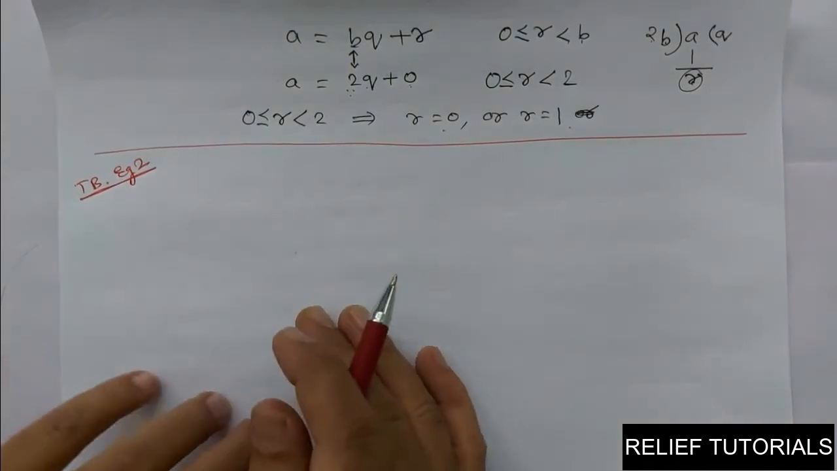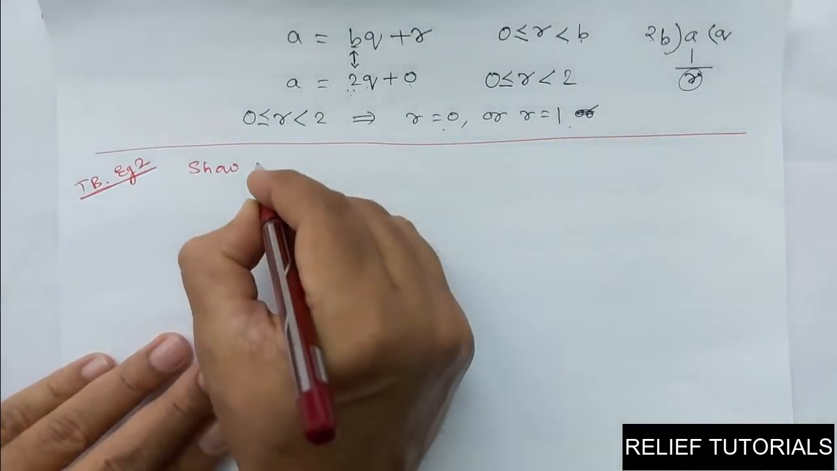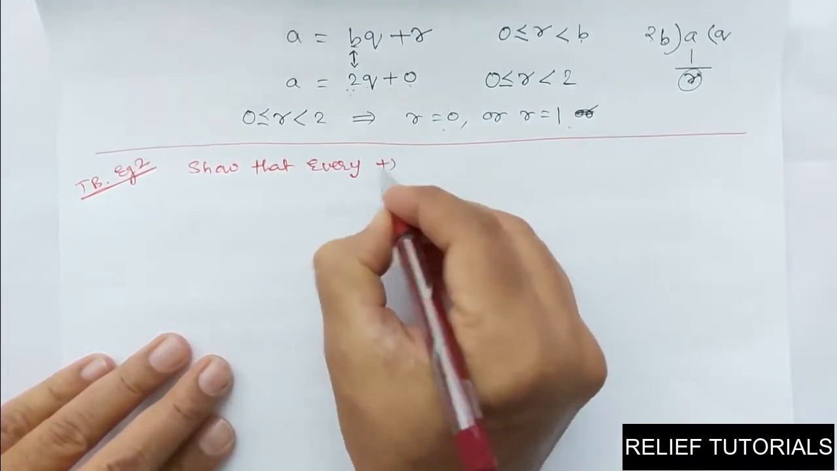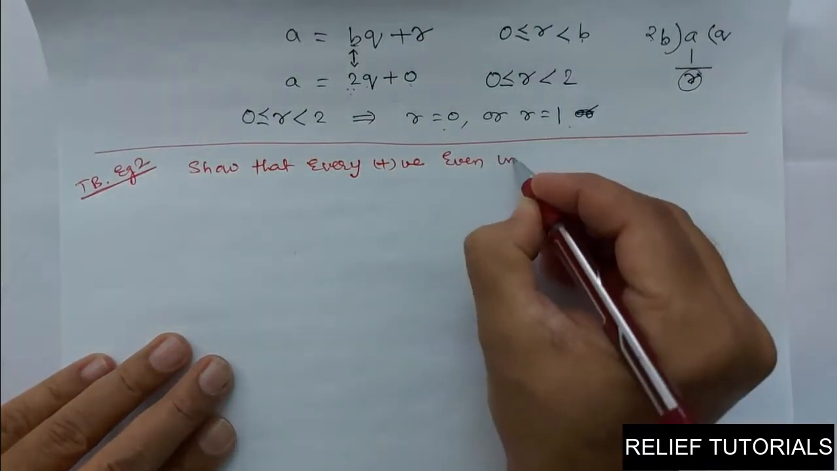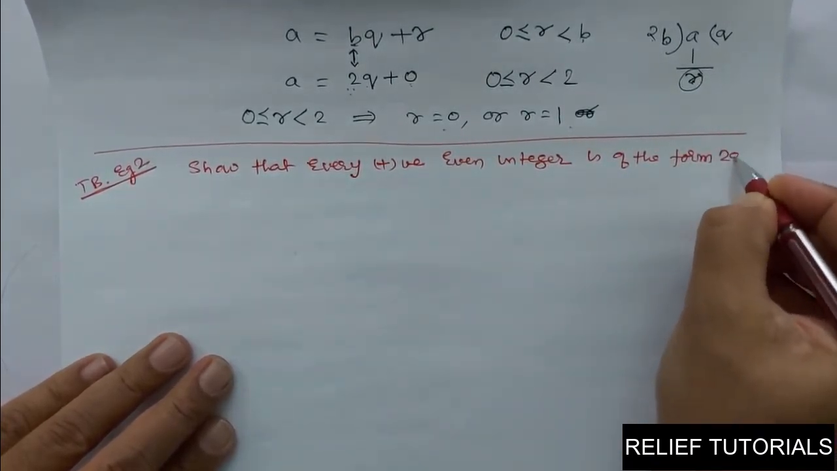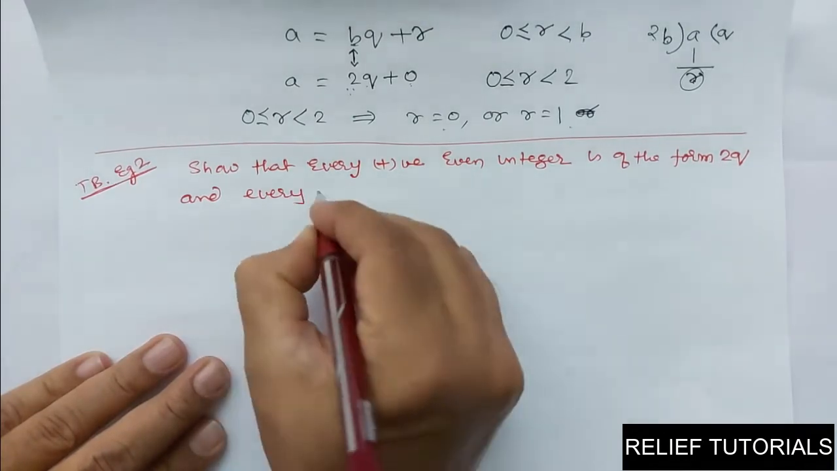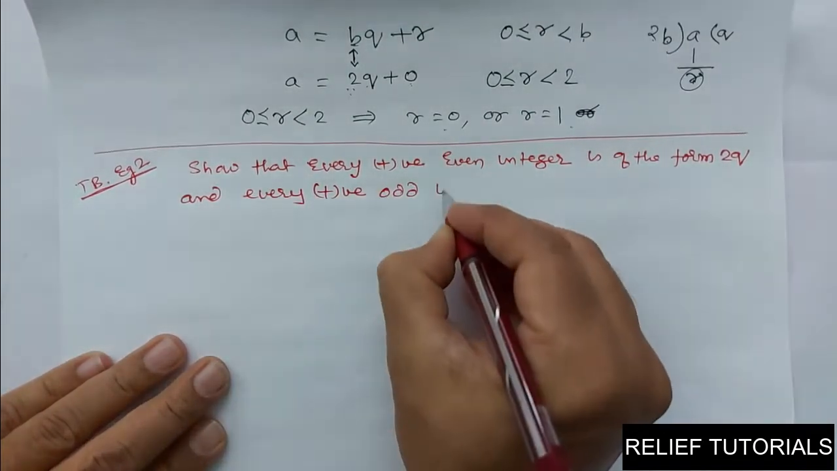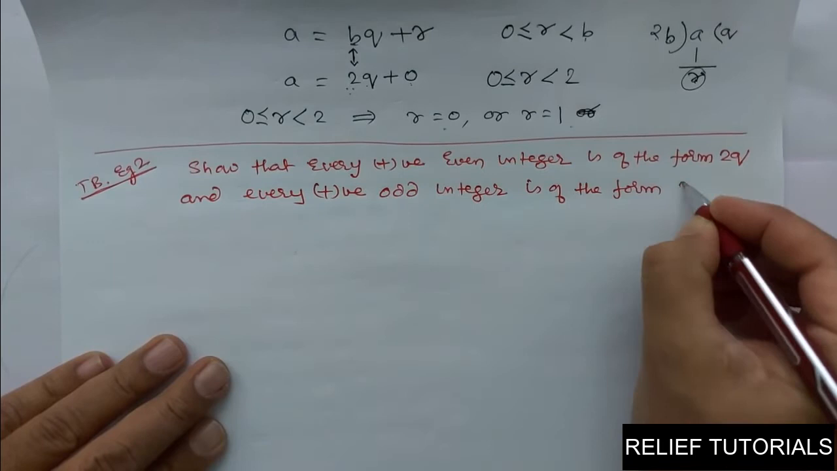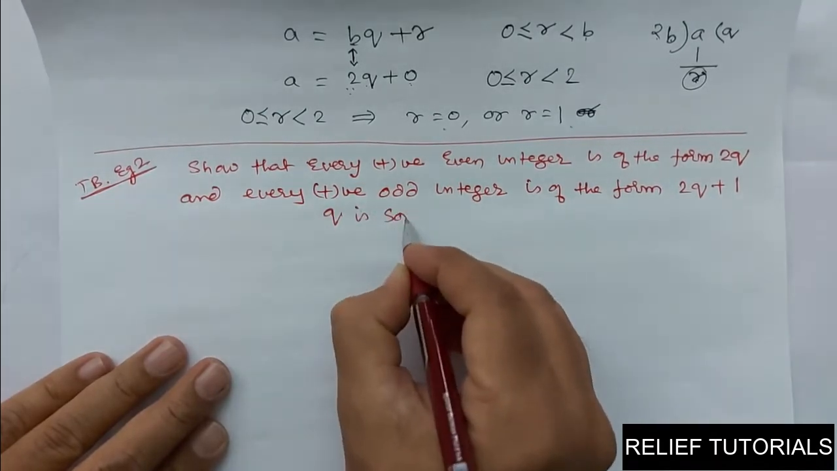Show that every positive even integer is of the form 2q, and every positive odd integer is of the form 2q plus 1, where q is some integer. I'm writing the question, please, very important question, please try to understand. Clear?